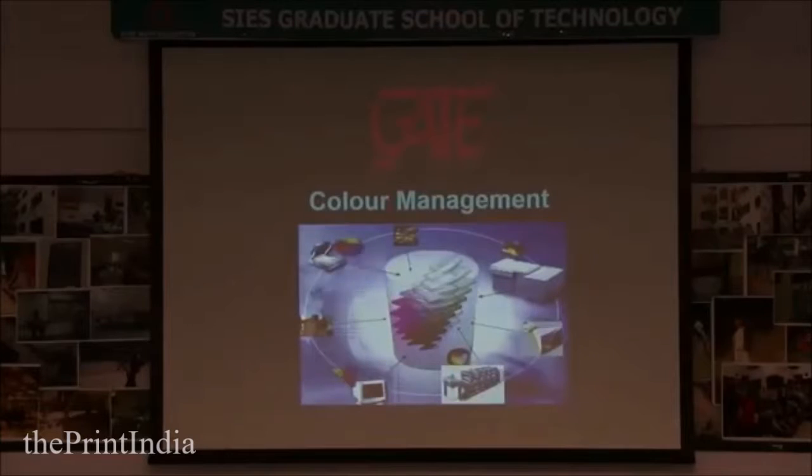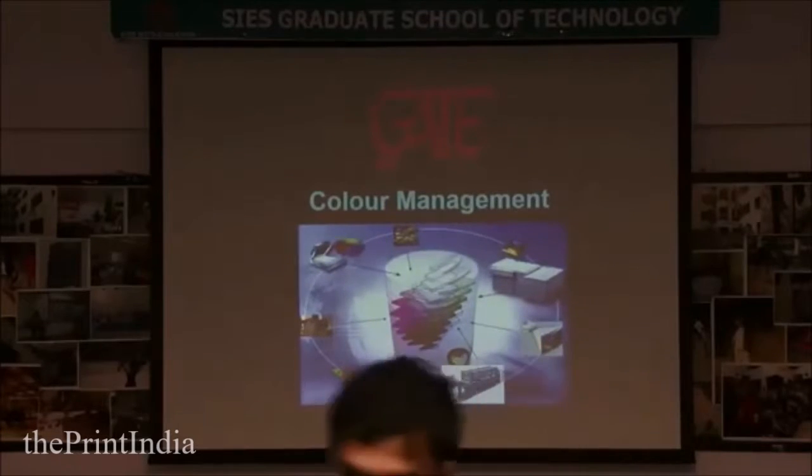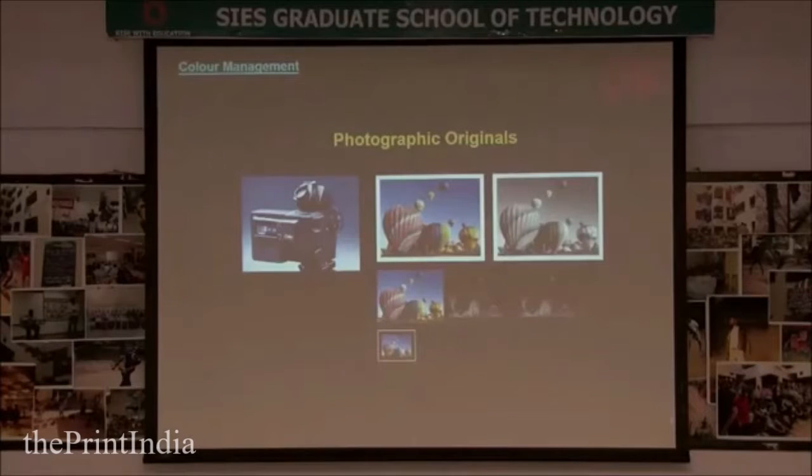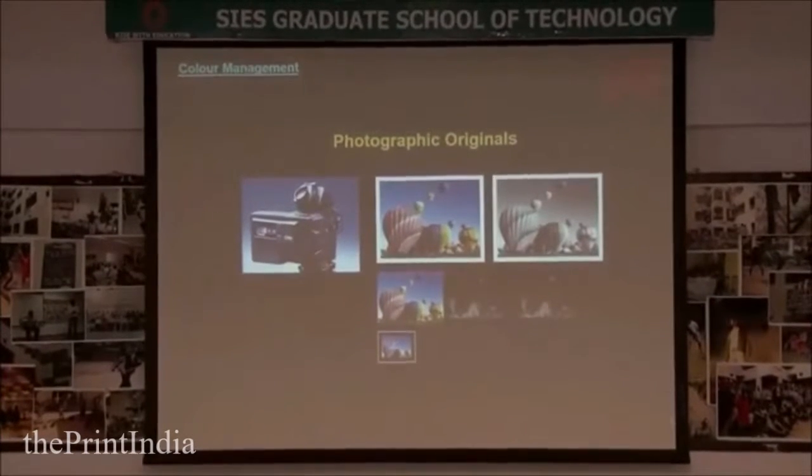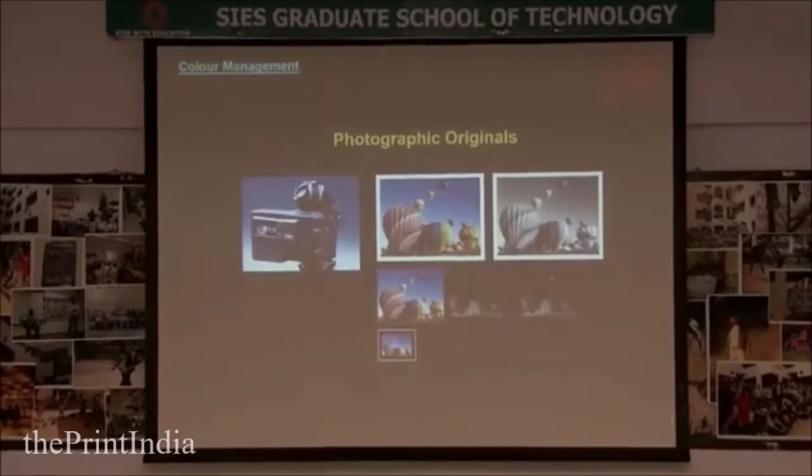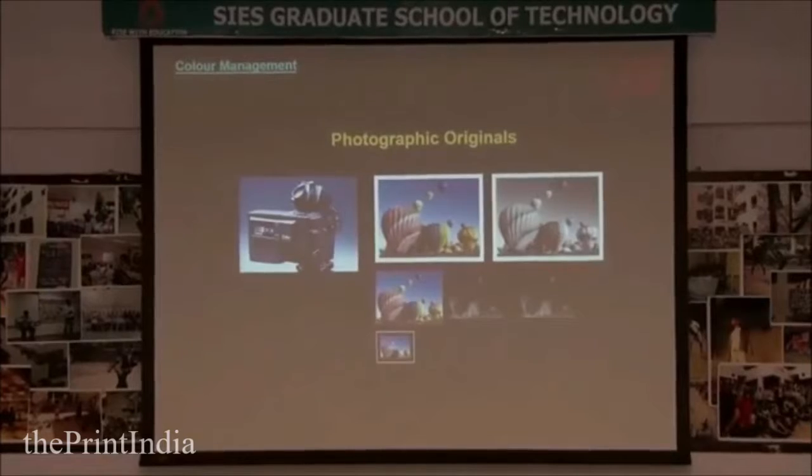Okay. So today we'll talk about color management. In our business, we get a variety of originals coming from all different sources. We get photographic originals. We still get conventional analog photographs. We get digital photographs. We get black and white photographs, color photographs, prints, transparencies, negatives. And these are made on different types of films, a film coming from Kodak or Agfa or Fuji, which again has different characteristics.